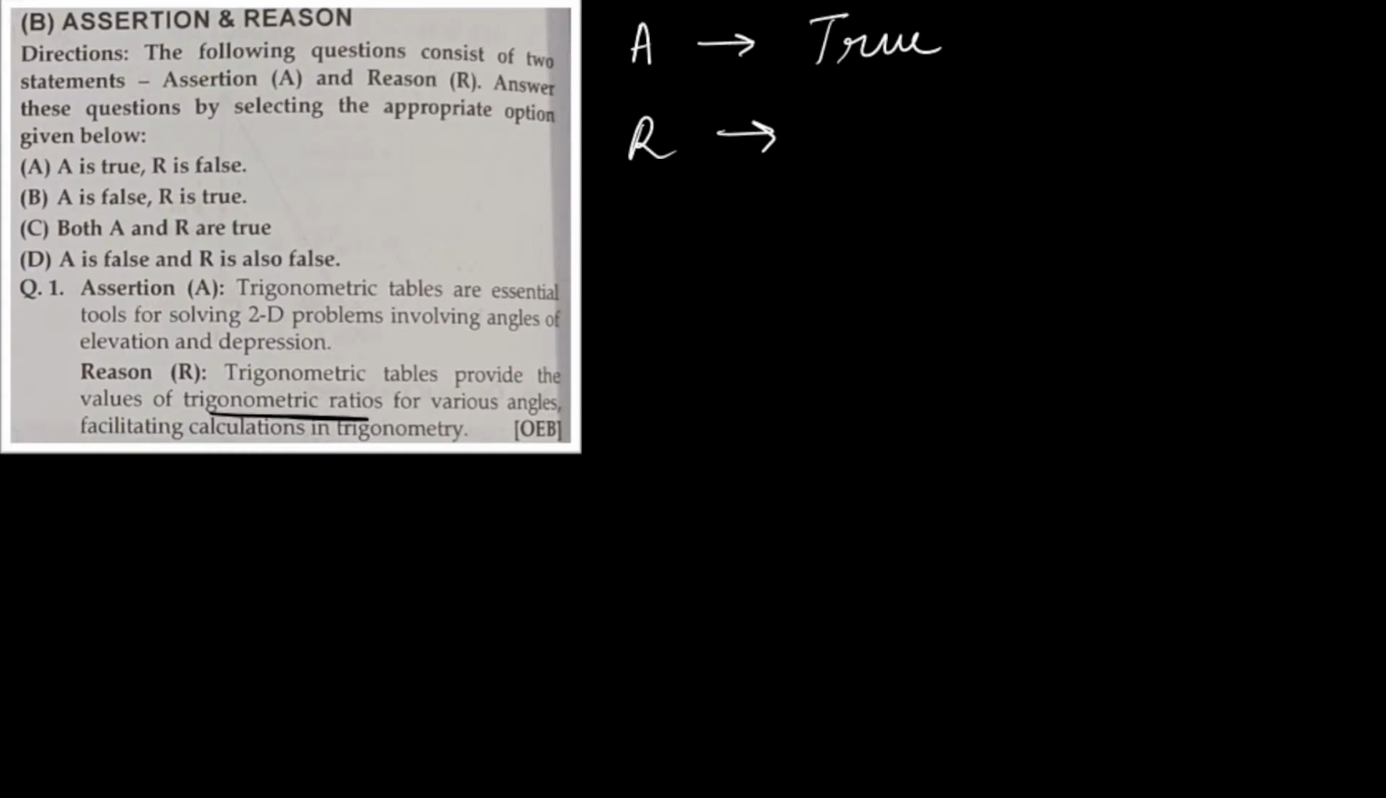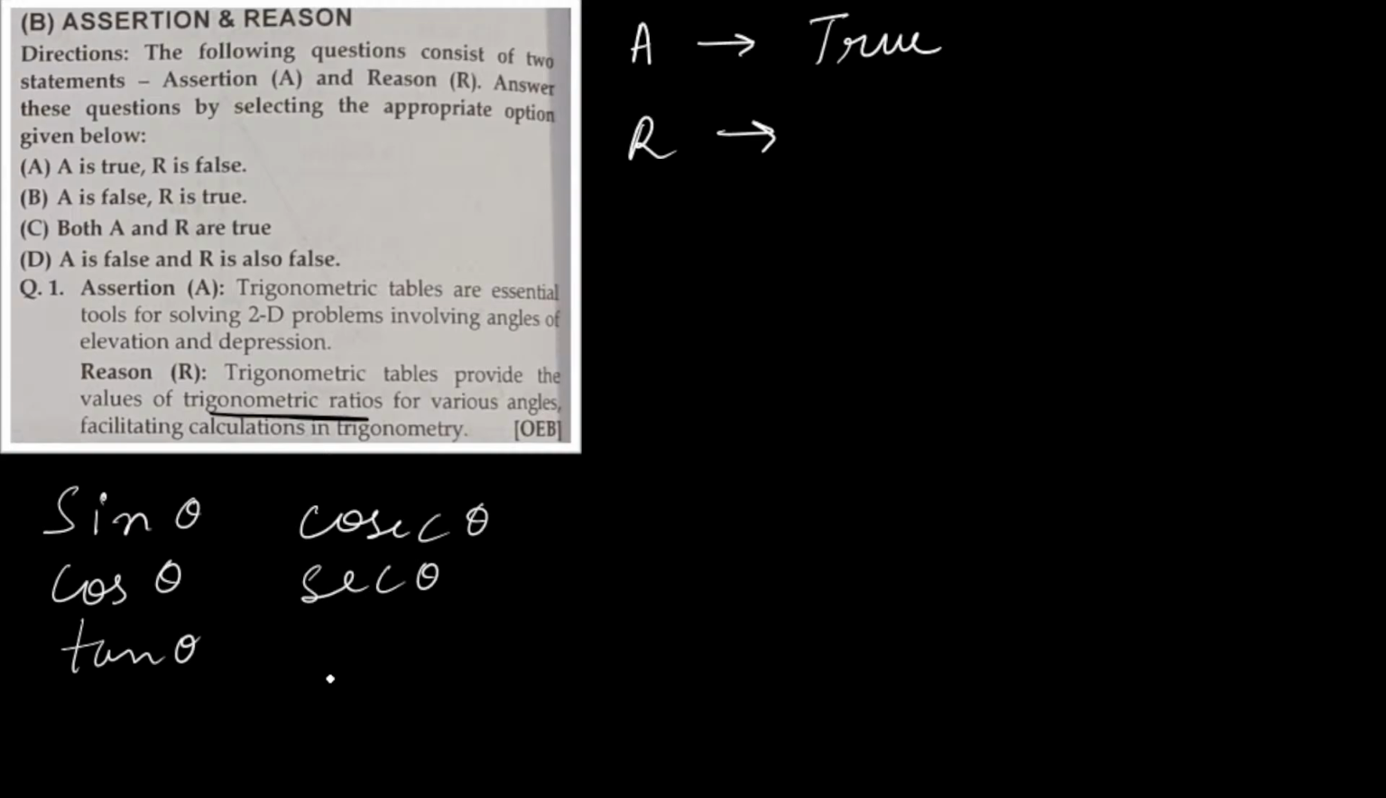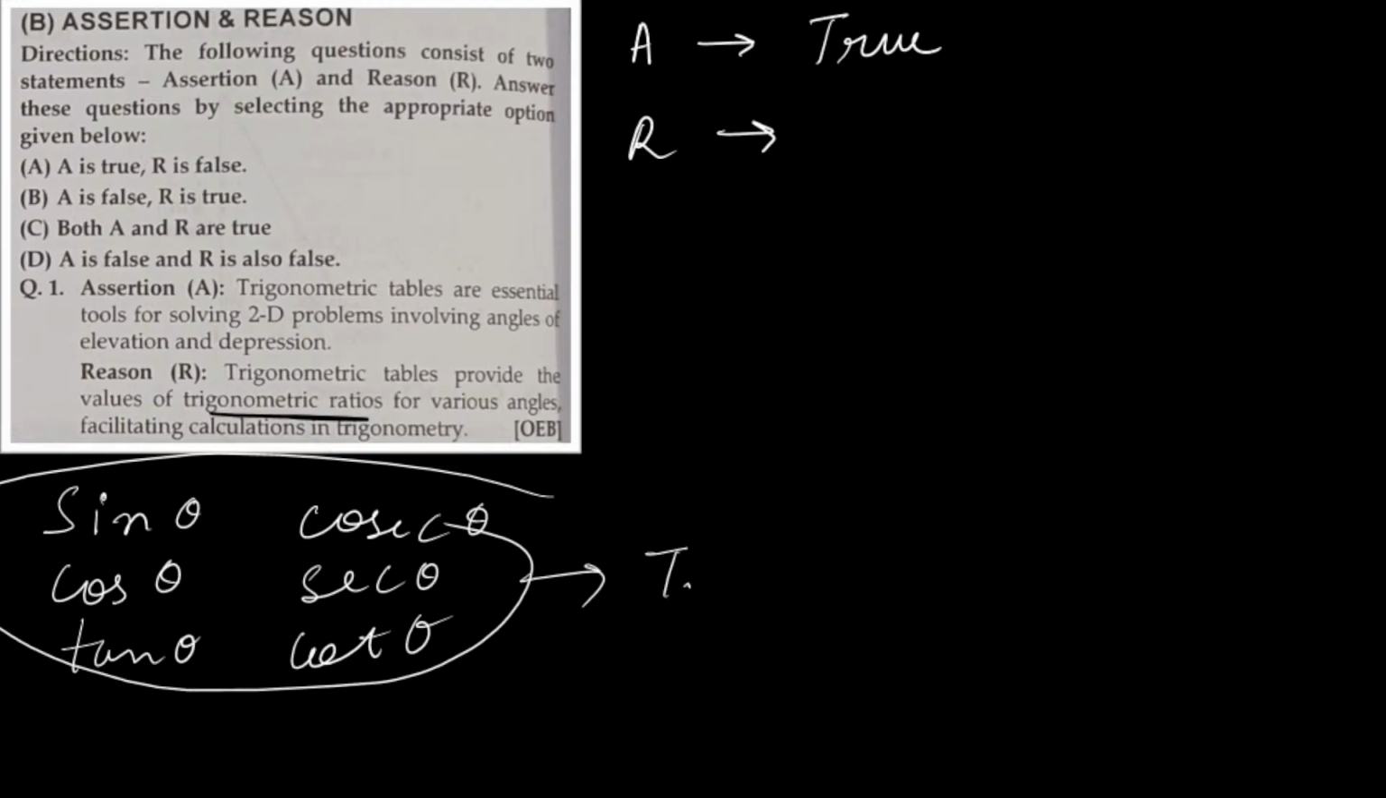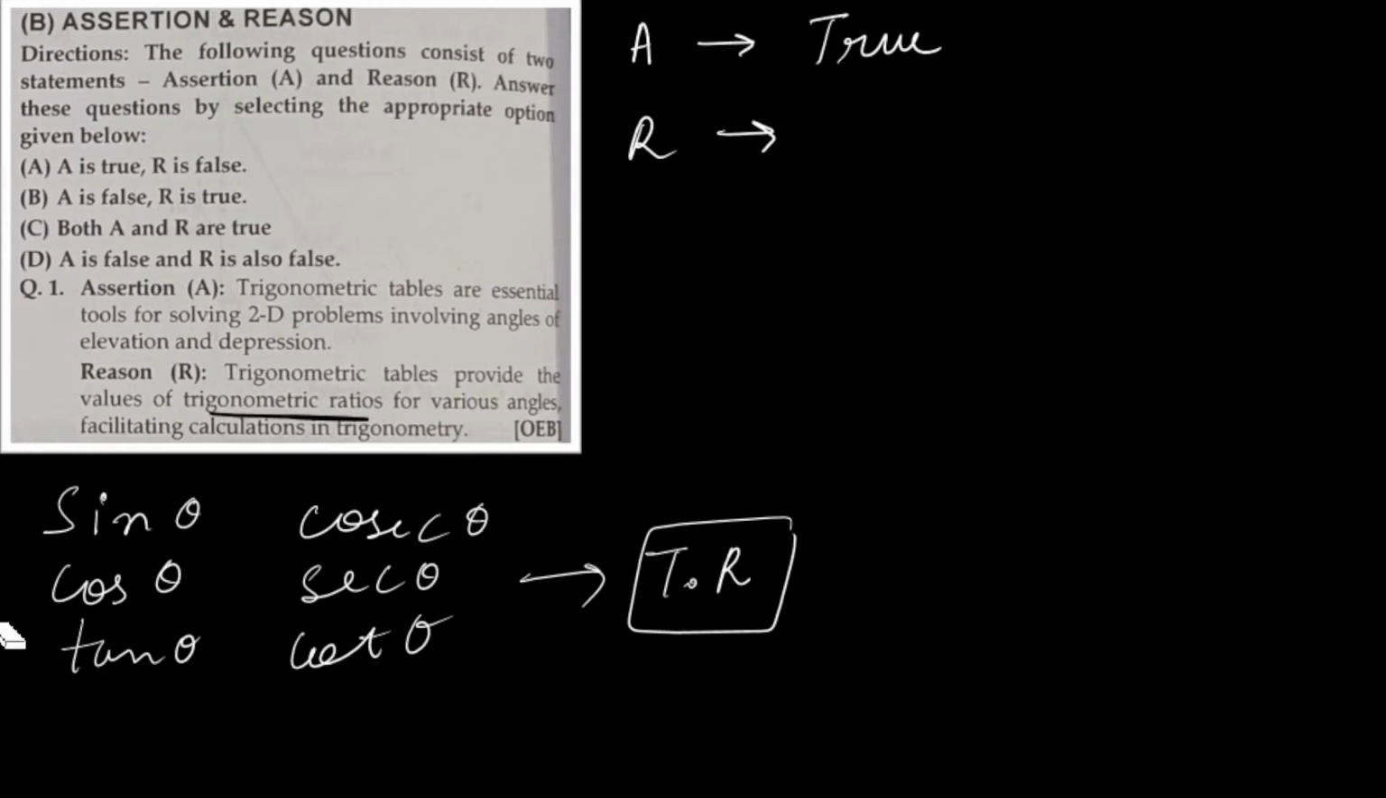Trigonometric tables, do they provide us the values of trigonometric ratios? Trigonometric ratios are sine, cos, tan. What are trigonometric ratios? Sine theta, cos theta, tan theta, cosecant theta, secant theta, cot theta. These all are trigonometric ratios. Do you see values of these from the tables? Yes or no? I believe you have used trigonometric tables.